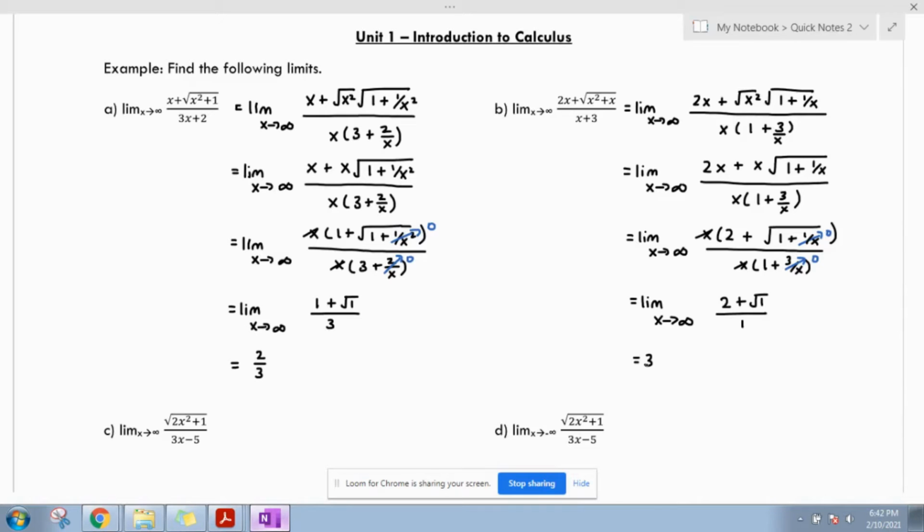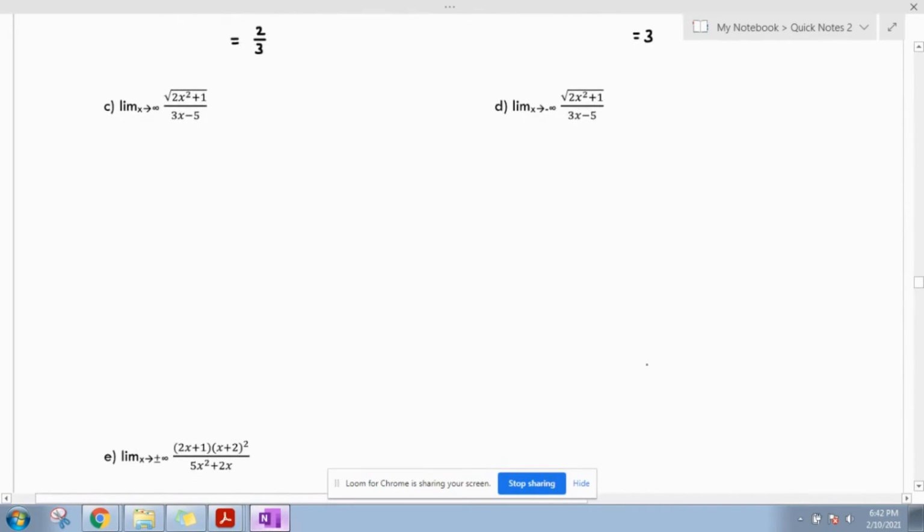Let's take a look at our bottom two examples now. Question C and question D. So taking a look at question C, I've got the limit as x approaches infinity for square root 2x squared plus 1 over 3x minus 5. The same approach that we're taking. We're going to rewrite our limit first.